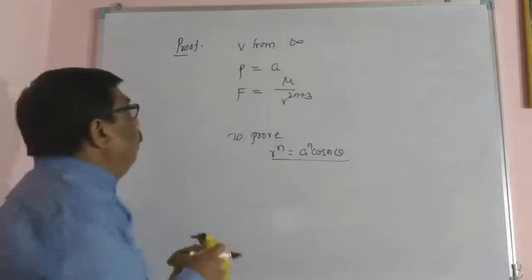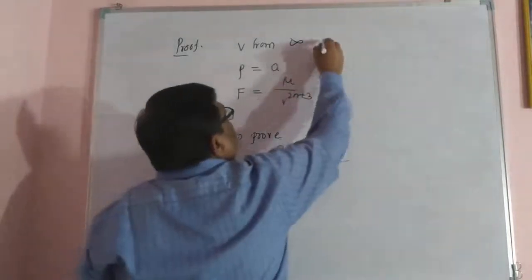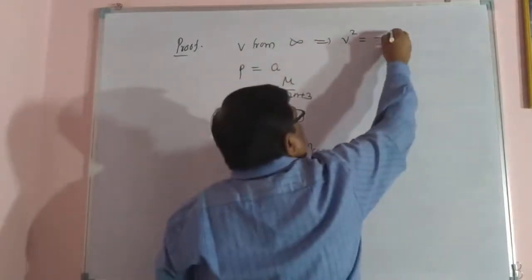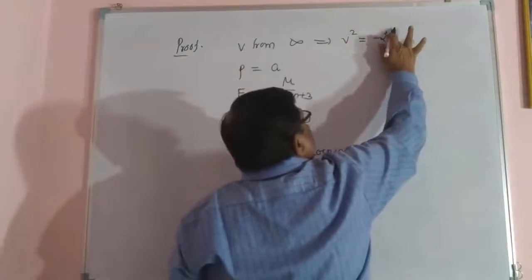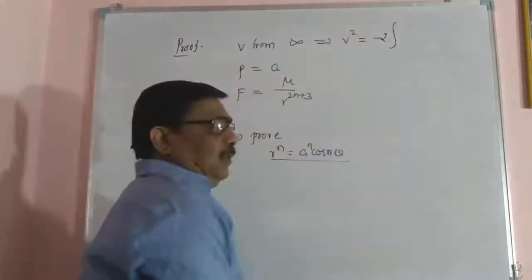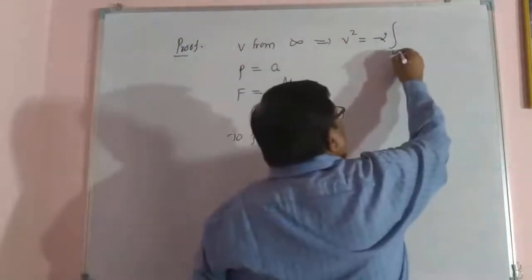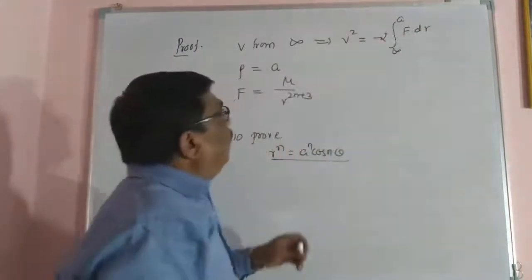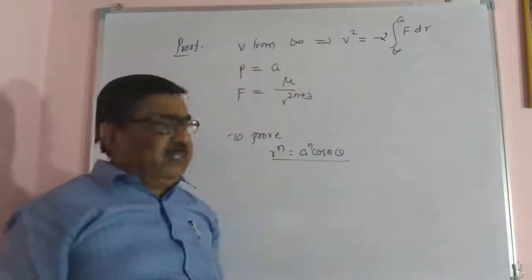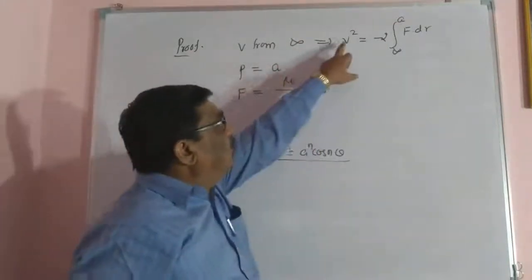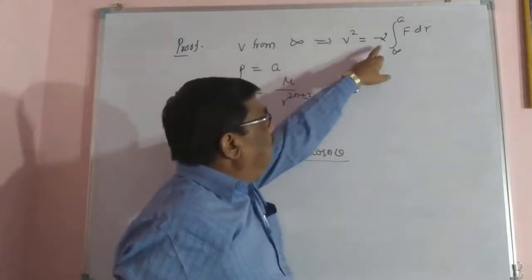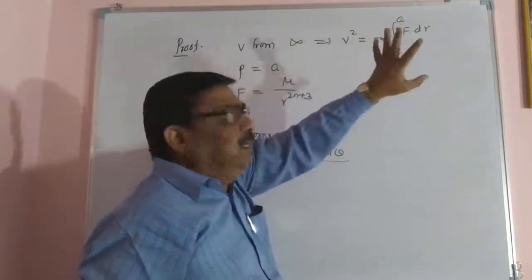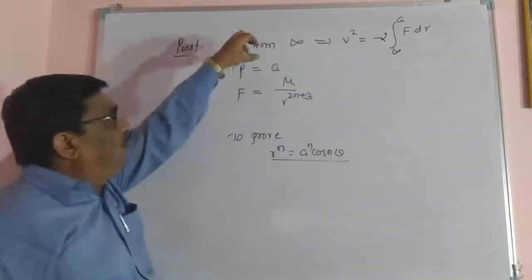Yes, velocity from infinity means v square equal to minus 2 times integration from infinity to a of f dr. Remember, to calculate a velocity from infinity under the action of central force, velocity is always given by this formula, v square equal to minus 2 into integral from infinity to a of f dr, where f is the central force. This is a formula to calculate velocity from infinity.